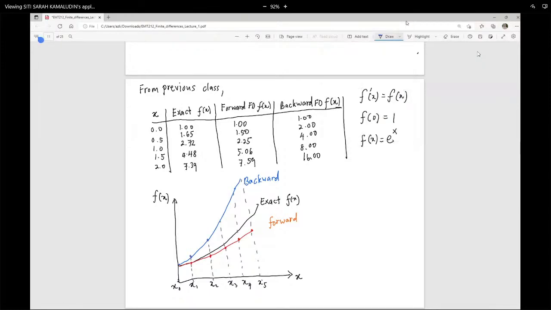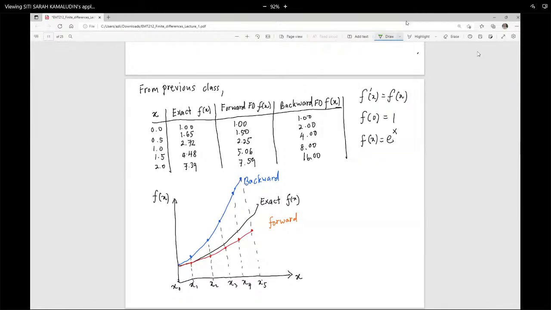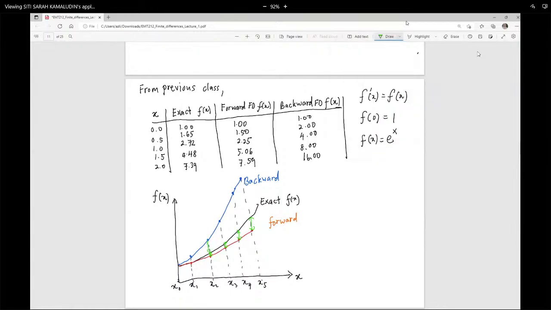Now, how do we calculate our approximation error? Our error is this difference. The difference between our approximations and also the exact solutions is what we define as our approximation error.